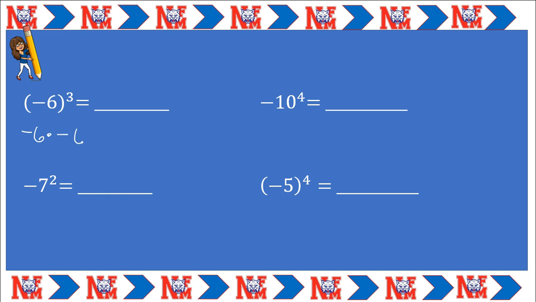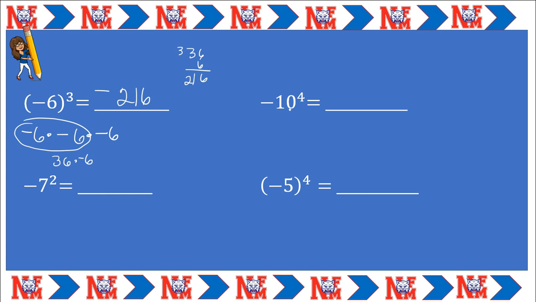So this means that we need to expand the negative as well as the 6. So we know -6 times -6 is positive 36. Times -6, and then we're going to get a negative, and then we'll just calculate this. And so we have 36 times 6, and we get a -216.